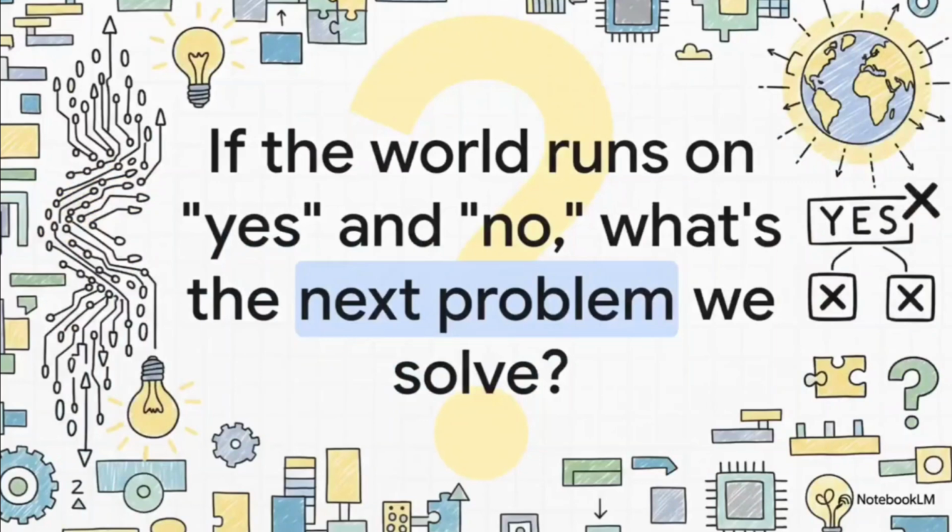So that leaves us with a final thought. If the immense complexity of our digital world is fundamentally built on a simple binary choice, what does that mean for the problems we can solve in the future? What's next?